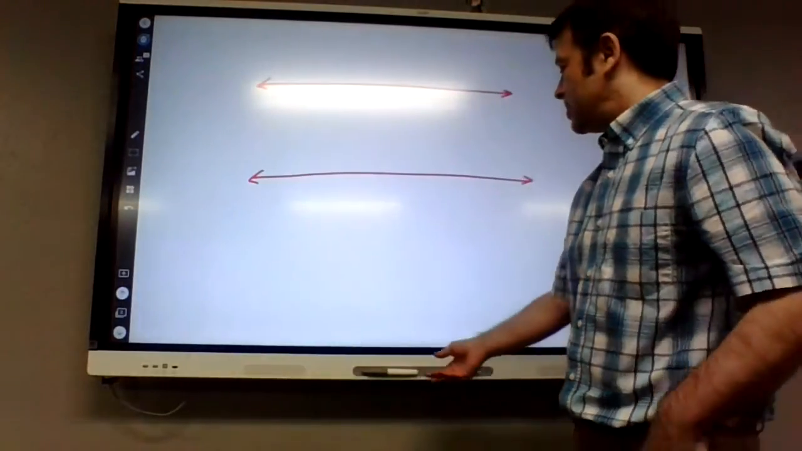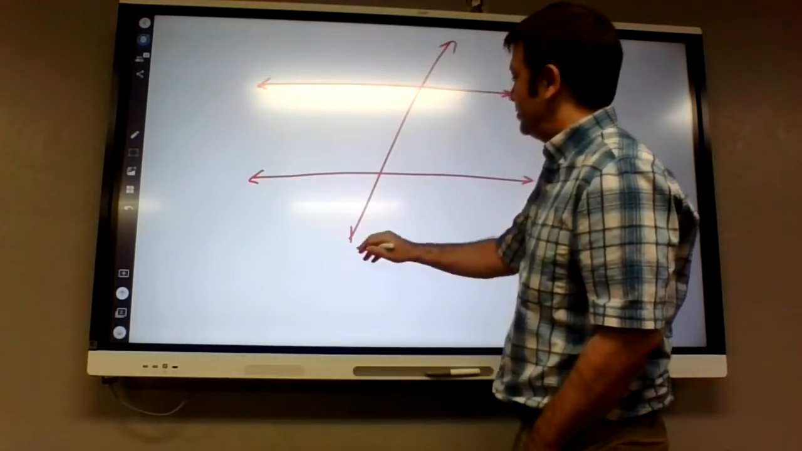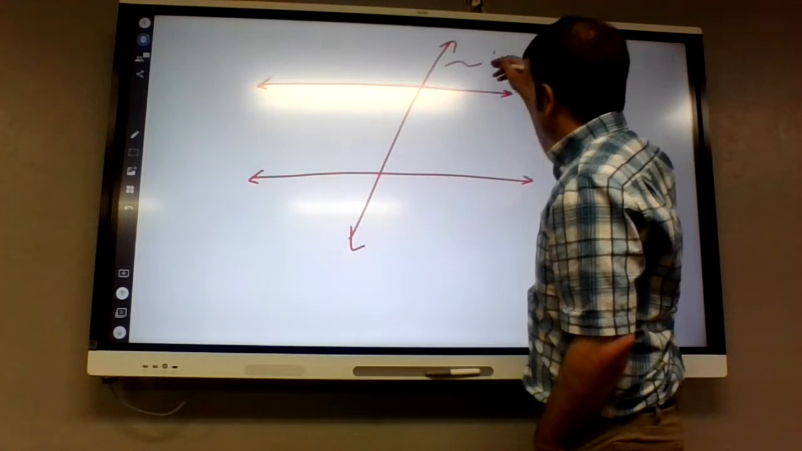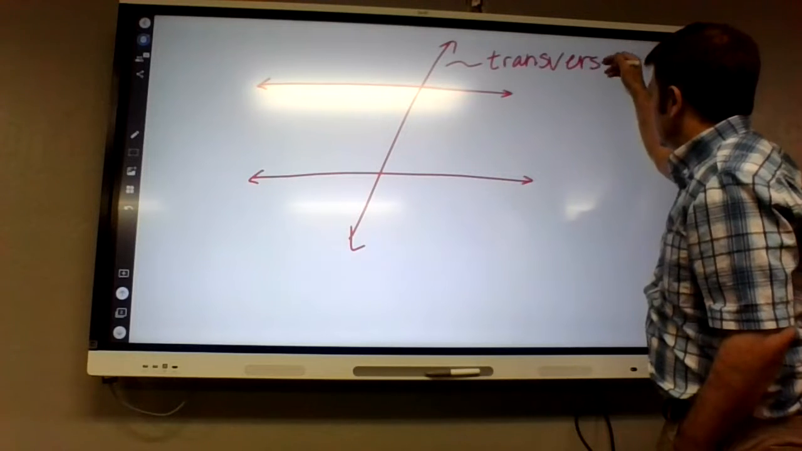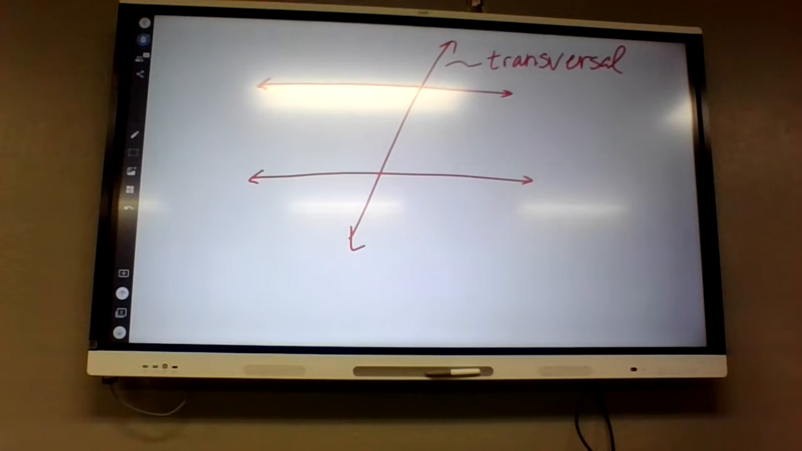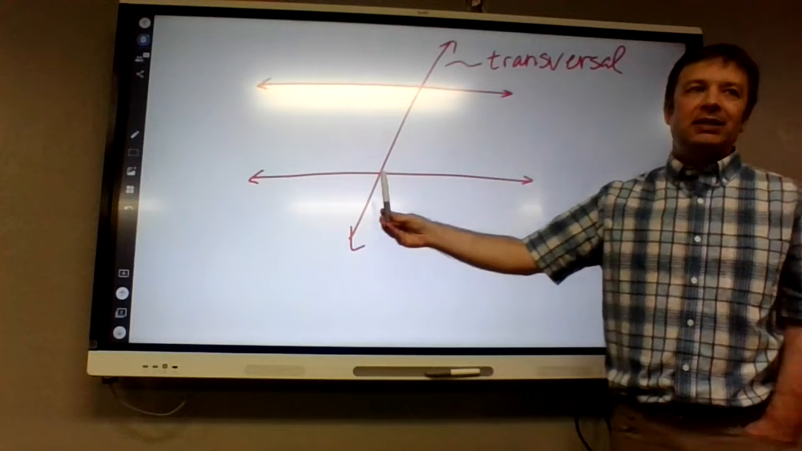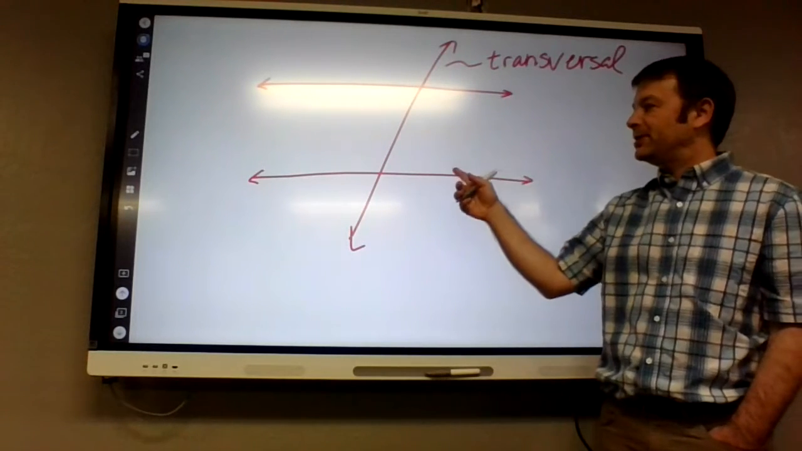So when two lines are crossed by a third line, this third line is called the transversal. Trans just means across, like a transatlantic flight means a flight across the Atlantic. So a transversal is a line that crosses two other lines. Usually these two lines are parallel.